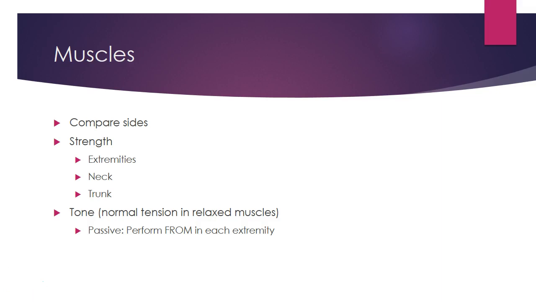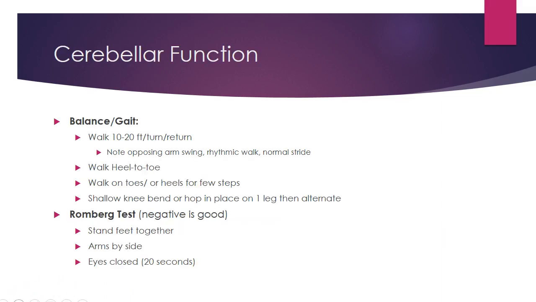So you compare your upper and your lower extremities and the right and left. You're going to look at your strength, your extremities, your neck, and your trunk, and look at your tone. I think that's a misspelling. That should be perform range of motion in each extremity, not an F there. I don't know why that's there. So they should have normal tension and relaxed muscles.